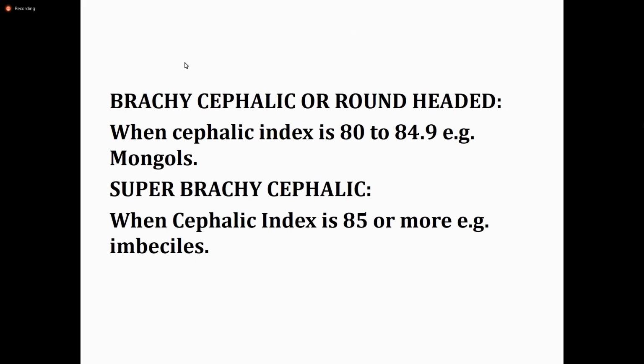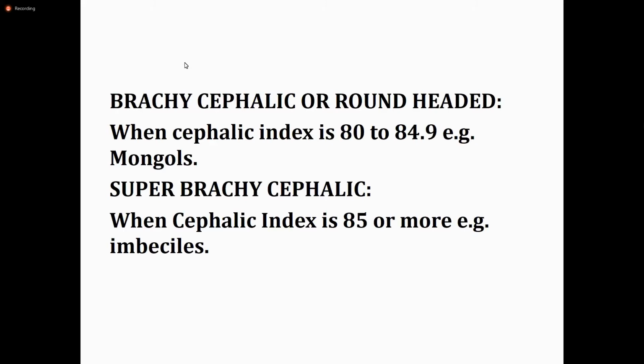The brachycephalic, or round-headed, skull is when the cephalic index is 80 to 84.9. An example are the Mongols. Then there's another category by the term of super brachycephalic, when the cephalic index is 85 or more. And usually these are the people who fall into the category of imbeciles.